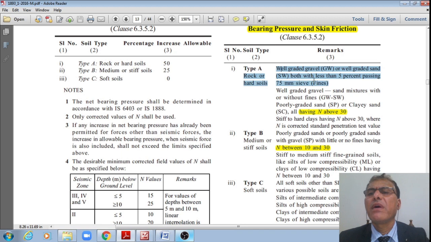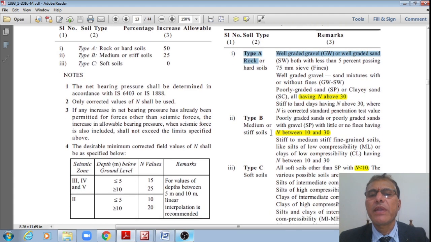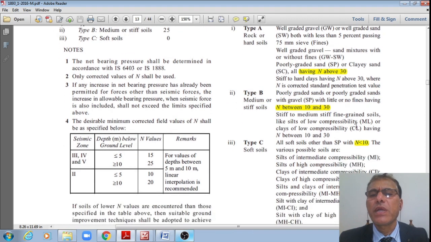Well graded gravel or well graded sand, SW, both with less than 5% passing 75 mm and C1 analysis, etc. You may just go through this. What falls under this type A is defined in this table. Similarly, type B, medium or stiff soils: poorly graded sand or poorly graded sands with gravel, SP, with little or no fines, having N value between 10 to 30, and other definitions also. We just see this.